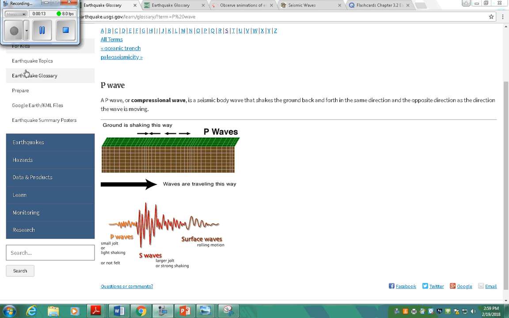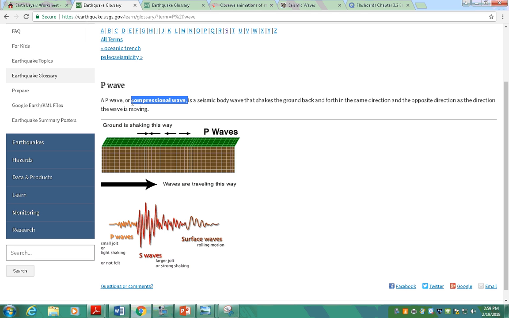Definitely if you wanted to find P waves versus S waves, we should start with P. A P wave is a compression wave. Think of it like pushing, and it's going to shake the ground back and forth in the same direction, in the opposite direction as the direction the wave is moving, which means that as the waves are traveling forward, the ground is going to be shaking back and forth, if you can see my wonderful illustration.